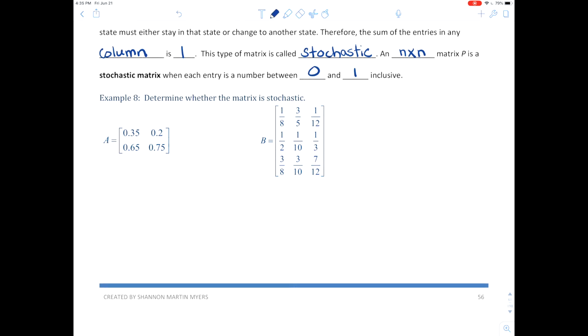All right, so in matrix A, what do you think? Is it stochastic? Well, all the entries are between 0 and 1, so we're good there. And if I add, so we could call this our P1 and our P2 if we want, right? And so column P1 sums to, good, 1. Column P2 sums to 0.95, right? Which is not 1. So we would say A is not stochastic.